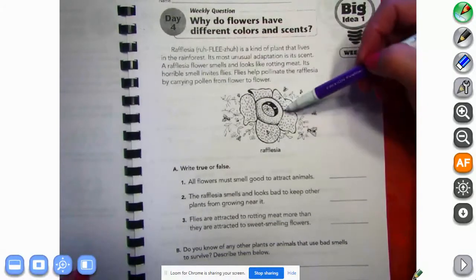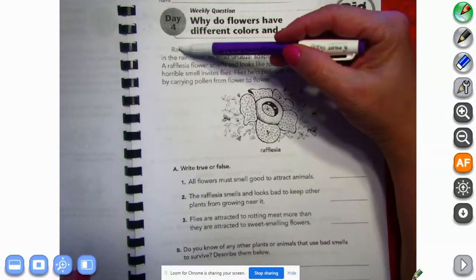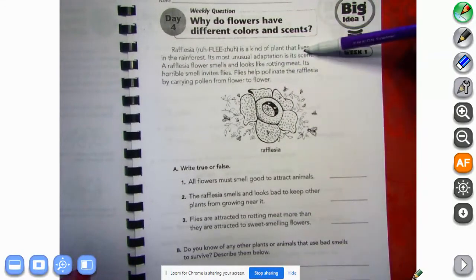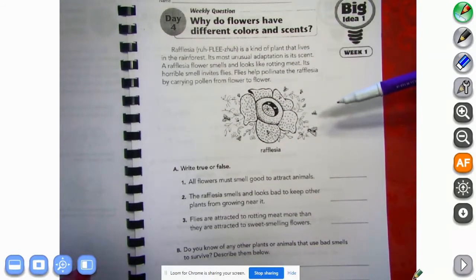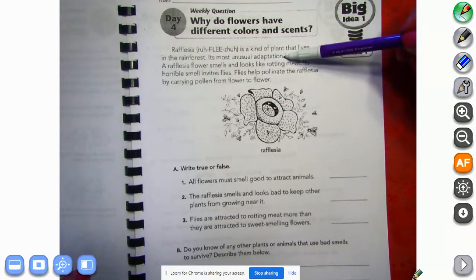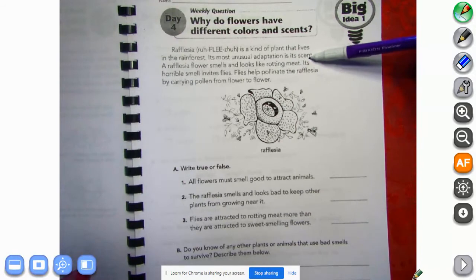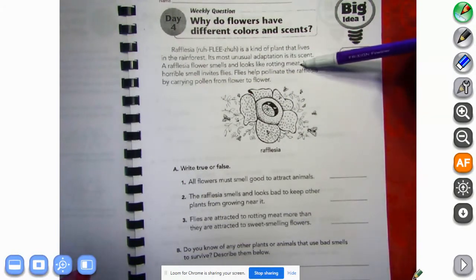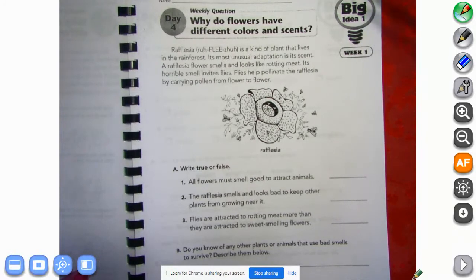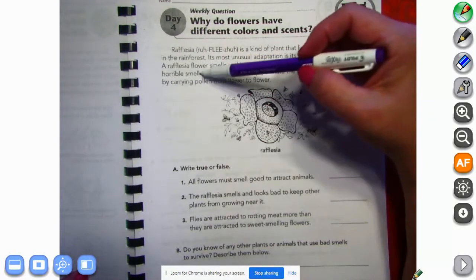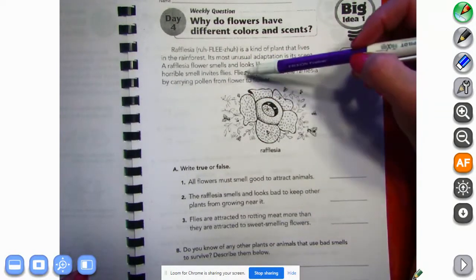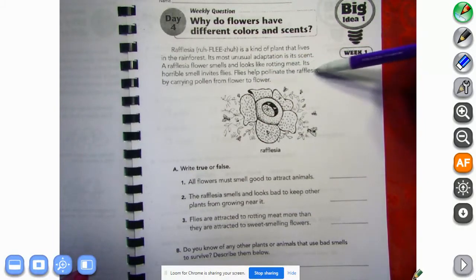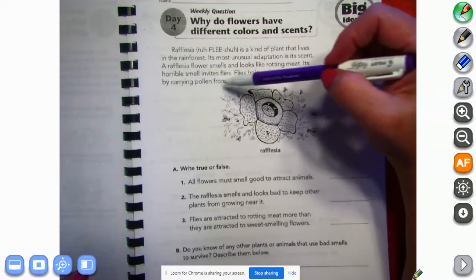This is a flower right here. It says it's Rafflesia, is a kind of plant that lives in the rainforest. Its most unusual adaptation is its scent. A Rafflesia flower smells and looks like rotting meat. Ugh, can you imagine? Its horrible smell invites flies. Flies help pollinate the Rafflesia by carrying pollen from flower to flower.